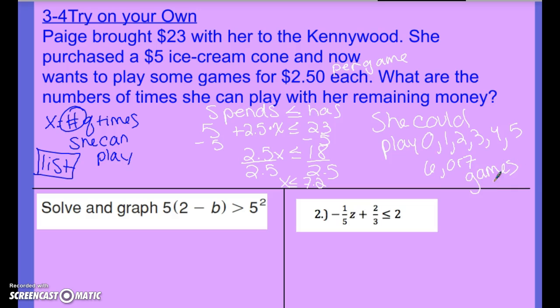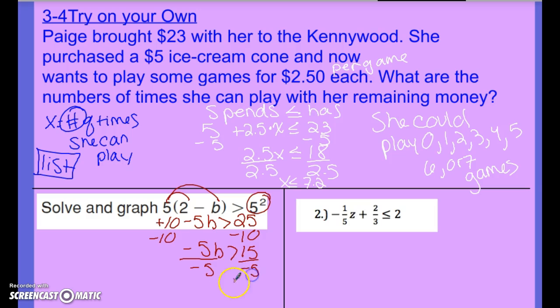Okay, the next one, the first thing you should have done was distribute on the left. So you should have had 10 minus 5b is greater than, well, 5 squared is 25. This is a positive 10, so I subtracted 10 and got negative 5b is greater than 15. Divide both sides by negative 5, and you have to flip. So you had b is less than negative 3. For your graph, you would have gone backwards, negative 2, negative 3, negative 4, open circle, going to the left.